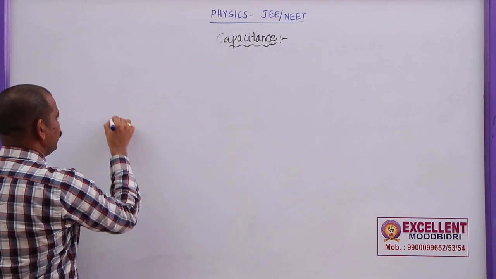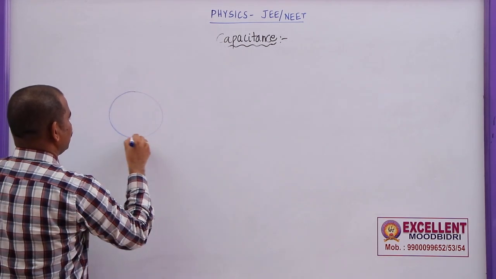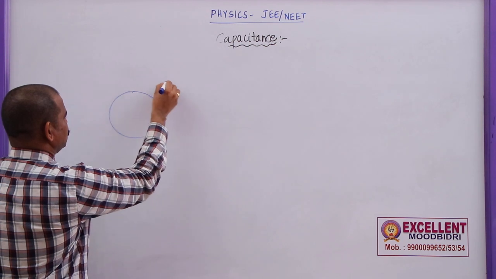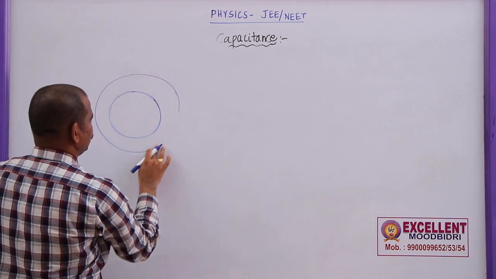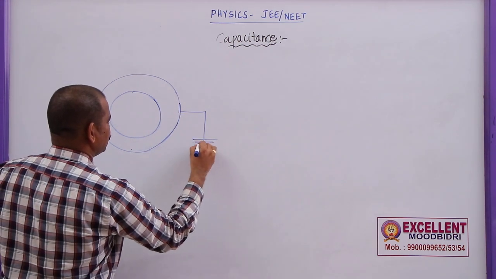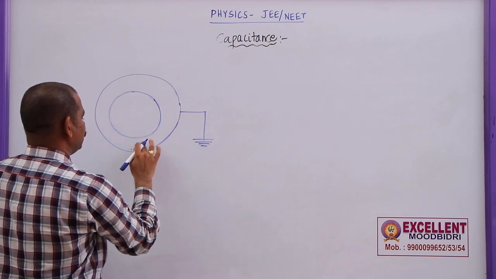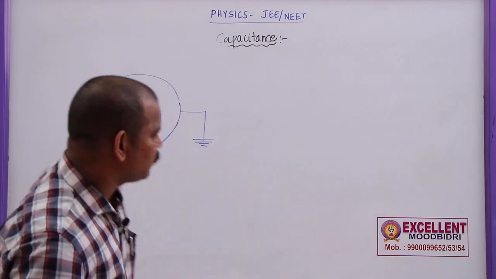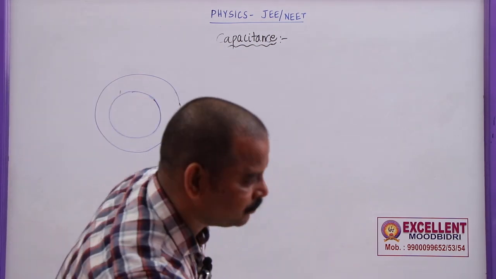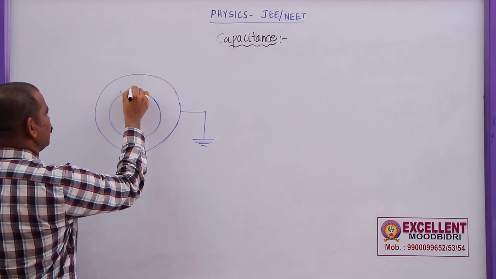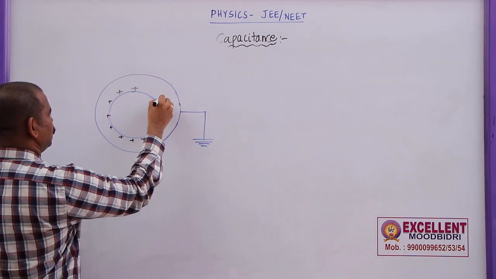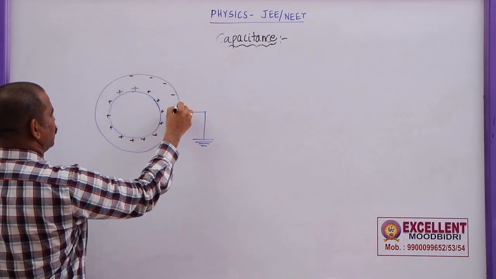Here, just now we derived an expression. So, this is the inner surface of a spherical conductor. This is the outer surface of a spherical conductor. In that case, the outer sphere was earthed. So, the charges which are present on this one were positive charges, these are positive charges, and these are negative charges.